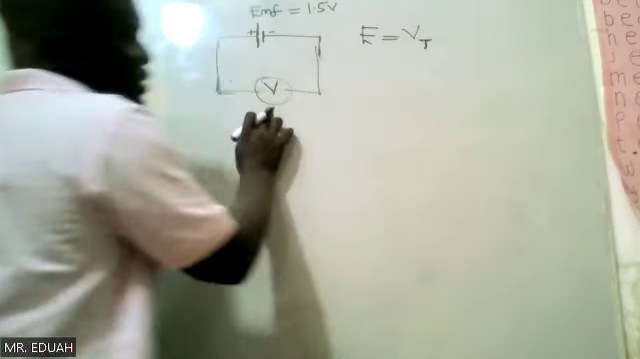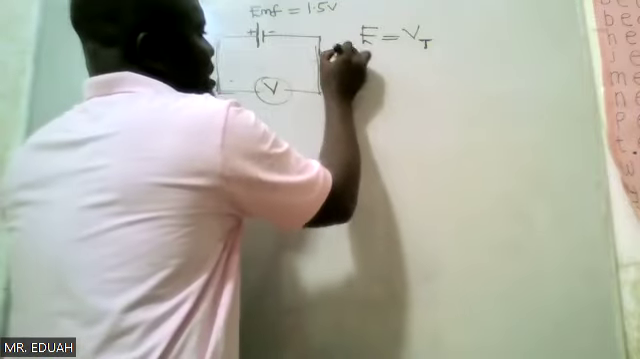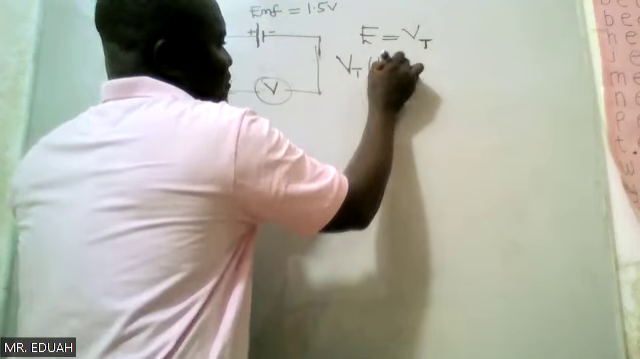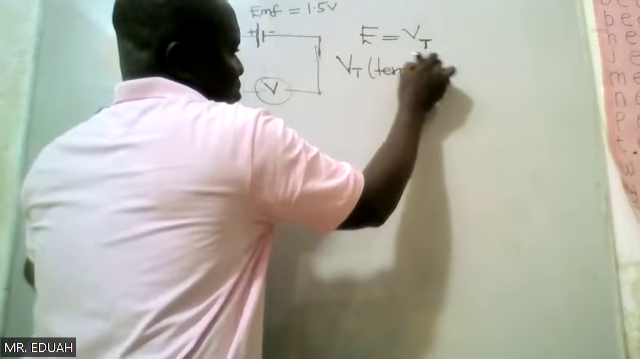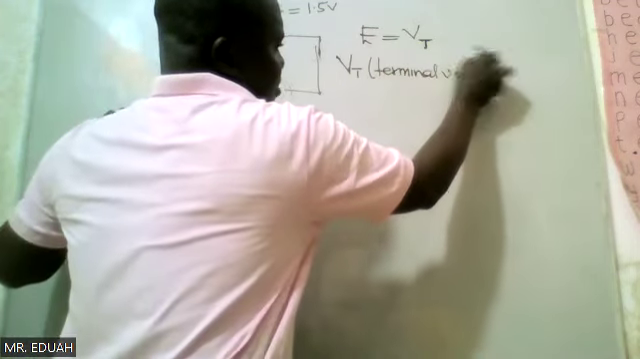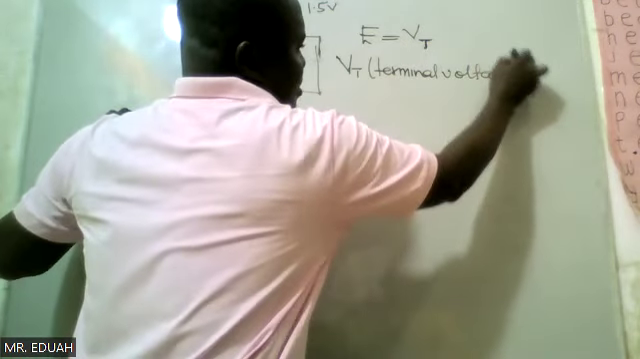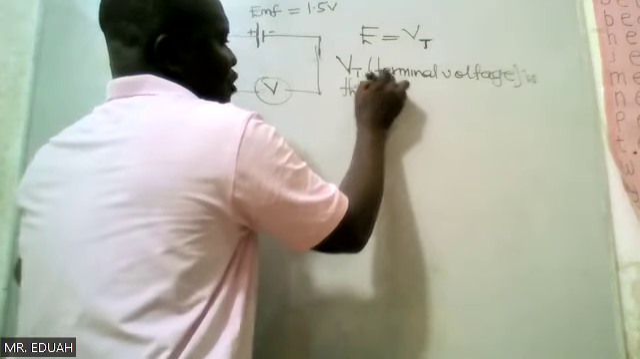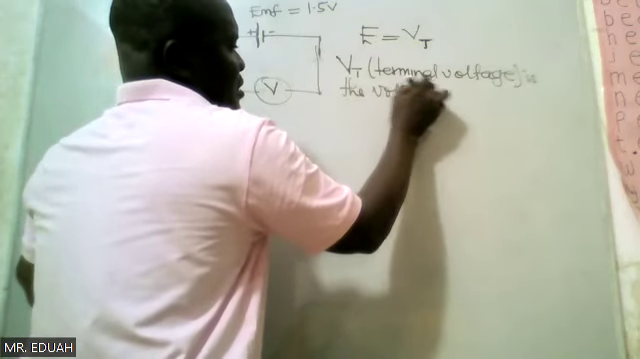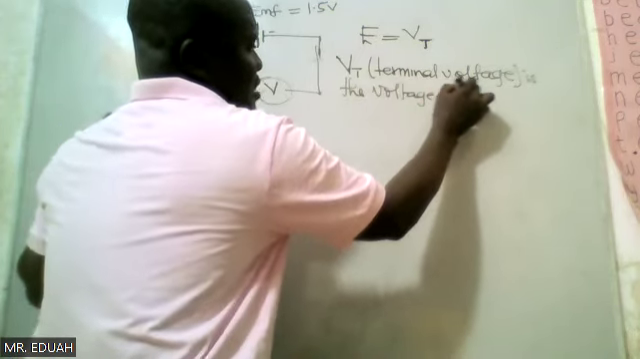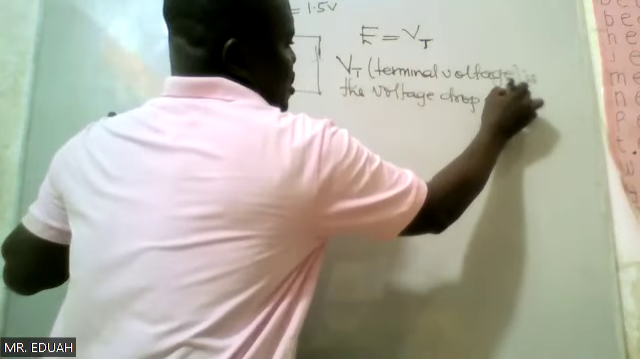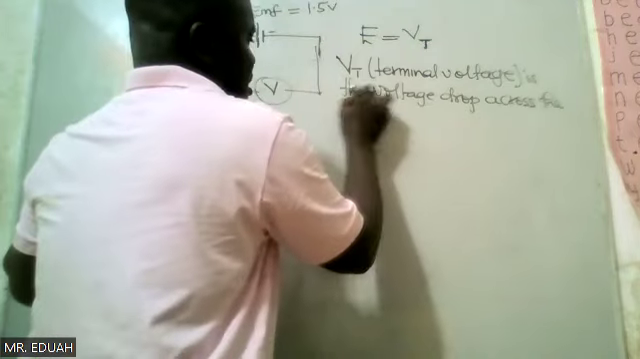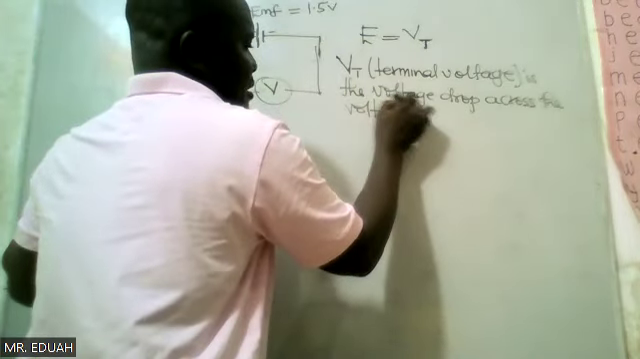So the terminal voltage, VT, termed as terminal voltage, is the voltage drop across the voltmeter.